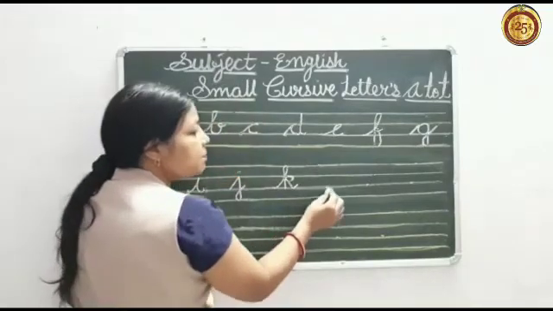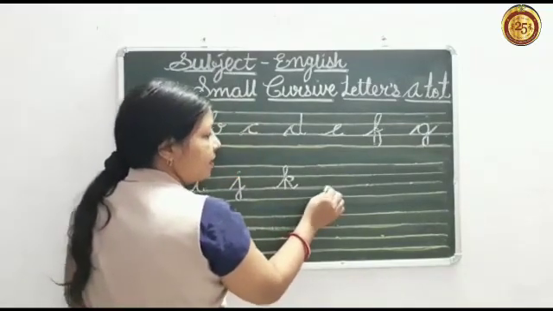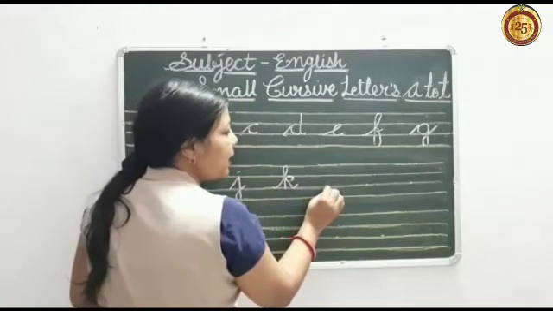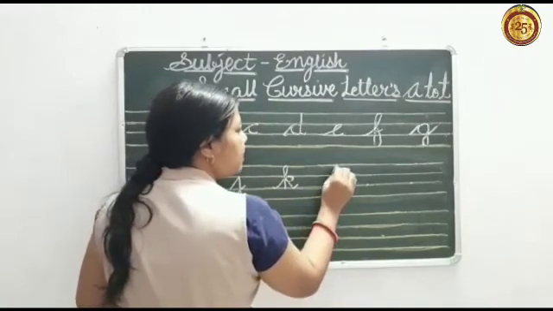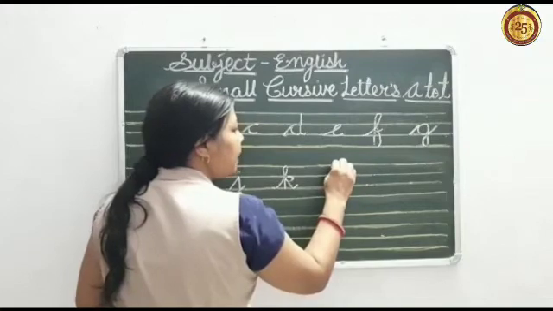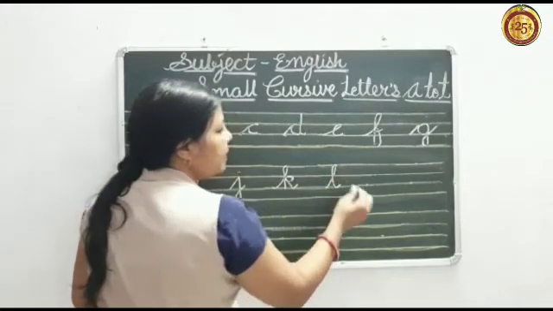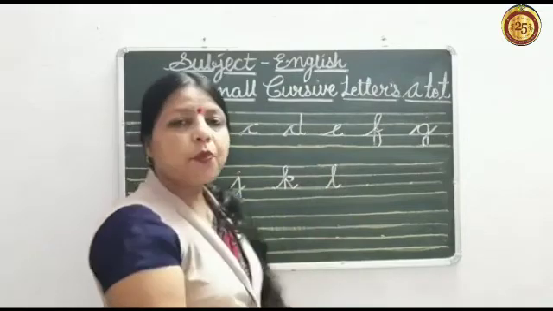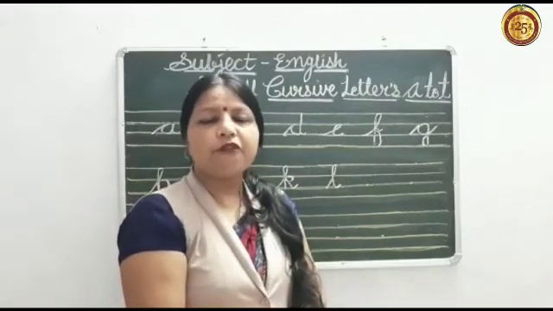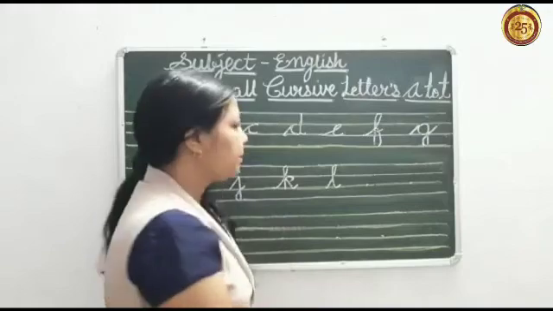We will write here a small cursive letter L. Put your pencil here on second blue line. Take it upward, touch the red line, come back and bring it down like this. Touch the second blue line and turn it like this. This is a small cursive letter L. L for lion, L for lamb.